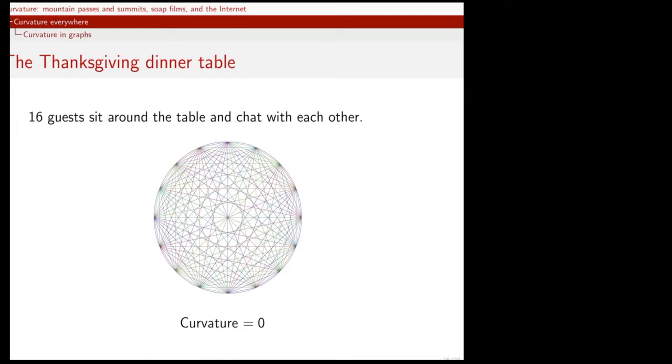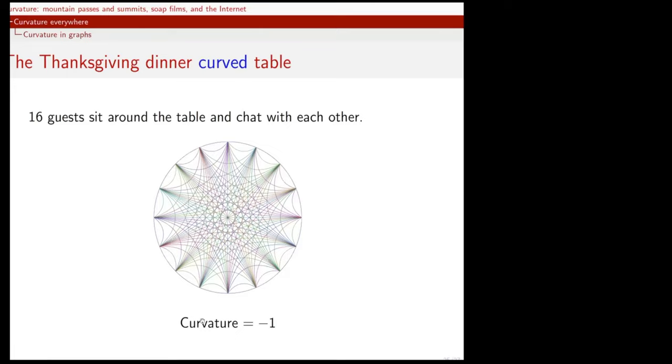on a plain floor. But how about if you have your dinner at a mountain pass, with a table that is curved like a mountain near the mountain pass, where it goes up and down in some direction, like this. So you remember on a mountain pass, the curvature is negative, which means that the triangles are skinny. So for instance, if I take these three people, they form a triangle. And because the triangle is skinny, that means that the straight lines curve in. So it looks like this. So the conversation now looks like this.